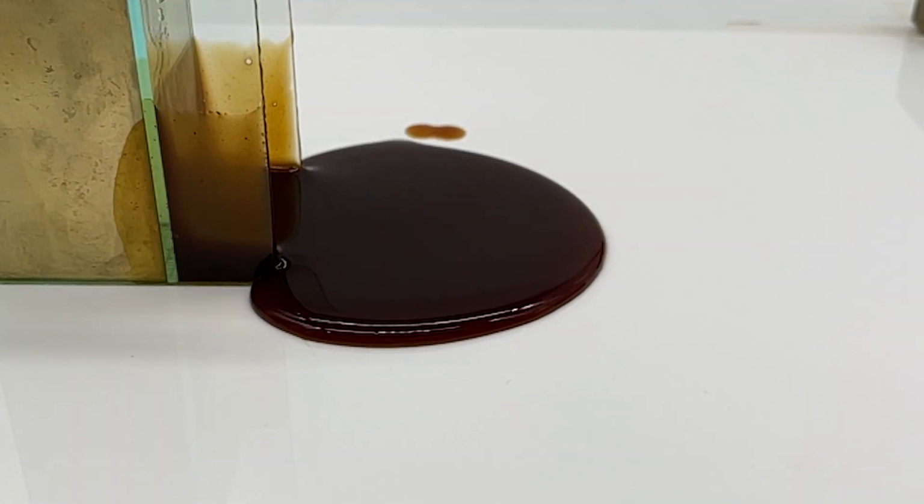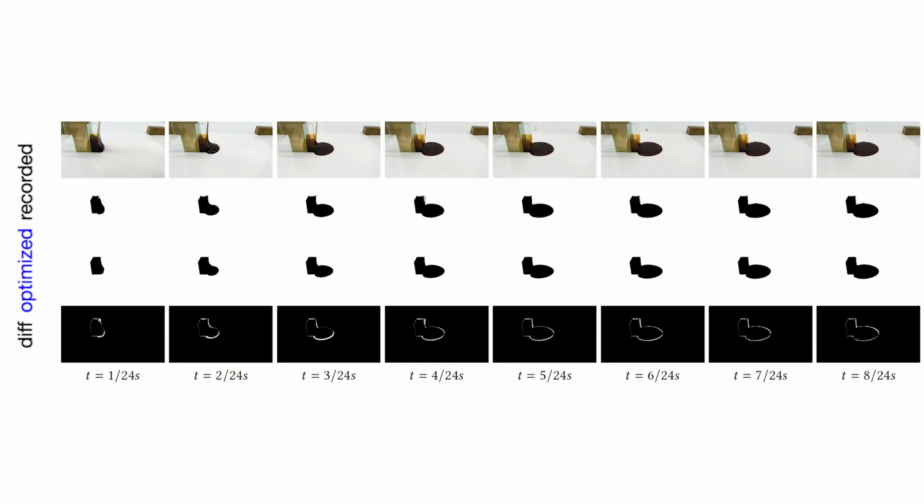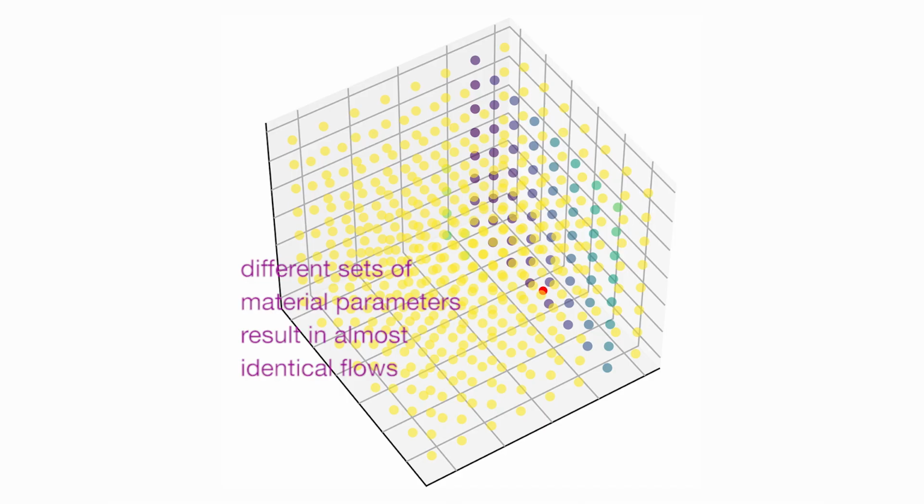For an unknown material, we perform an experiment to record its flow. In our early attempts, we found that the optimization can pretty nicely match the recorded footage with the simulated result, but interestingly, the resulting flow curve may not match the measured one so well. This is because of the similarity relation between material parameters, where different sets of material parameters can reproduce almost identical flow for a given downbreak setup.